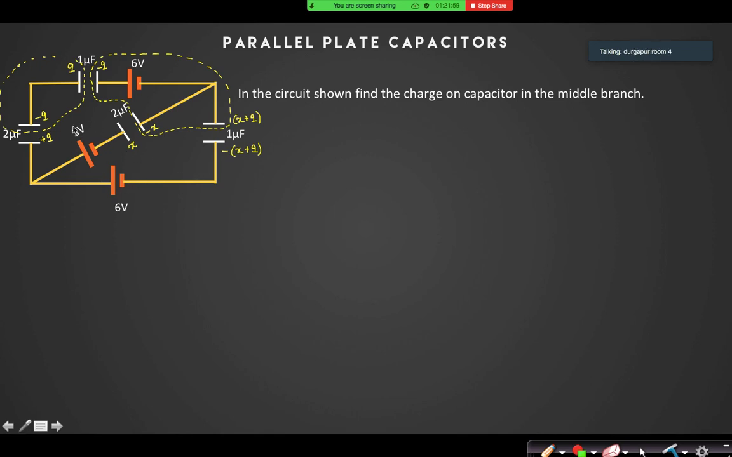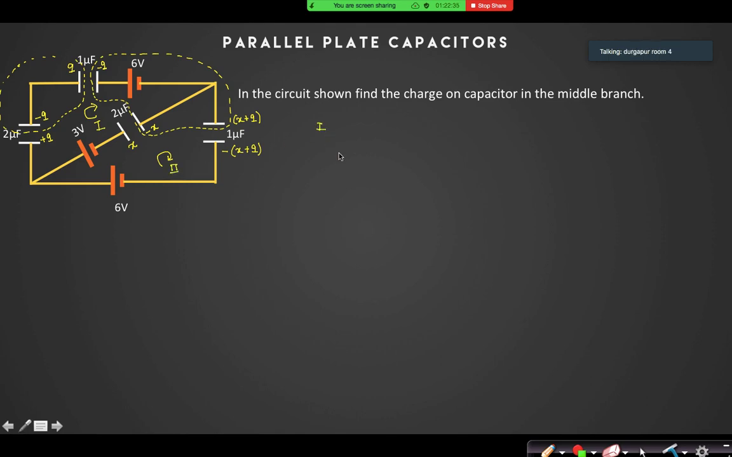Now I will write down a KVL equation. First, see whether the charge distributions are correct or not. I will go in that loop clockwise, and in this loop also clockwise. So if I start from this, I am moving from plus plate to minus plate. That means I am decreasing my potential. So I will write, this is loop 1, this is loop 2.